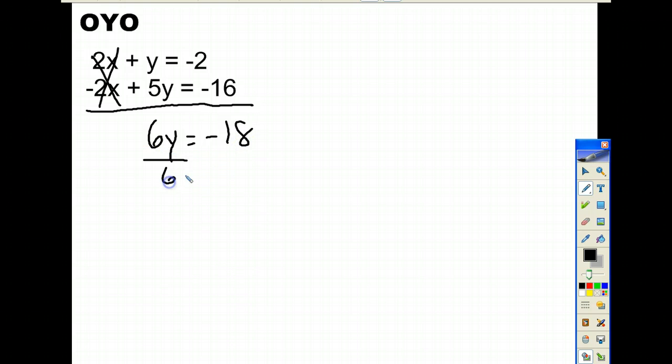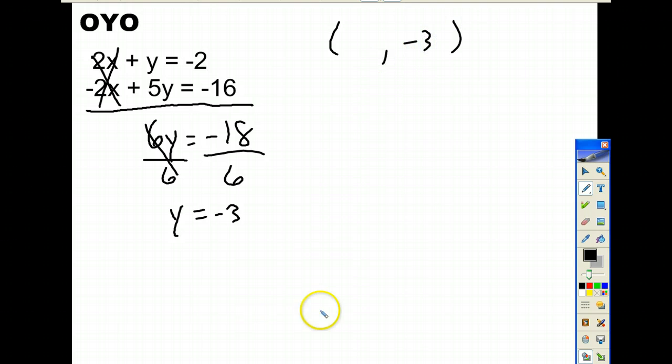Divide both sides by 6. Your 6s will cancel, so y equals negative 3. So your y coordinate is what we solved for first. So the y coordinate is -3. So now you can pick where you want to put it.